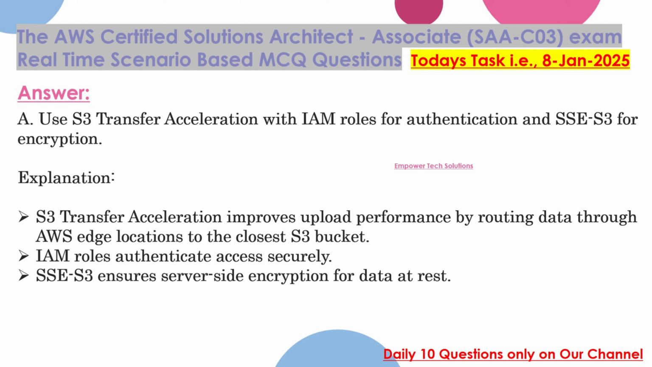Explanation: S3 Transfer Acceleration improves upload performance by routing data through AWS edge locations to the closest S3 bucket. IAM roles authenticate access securely. SSE-S3 ensures server-side encryption for data at rest.